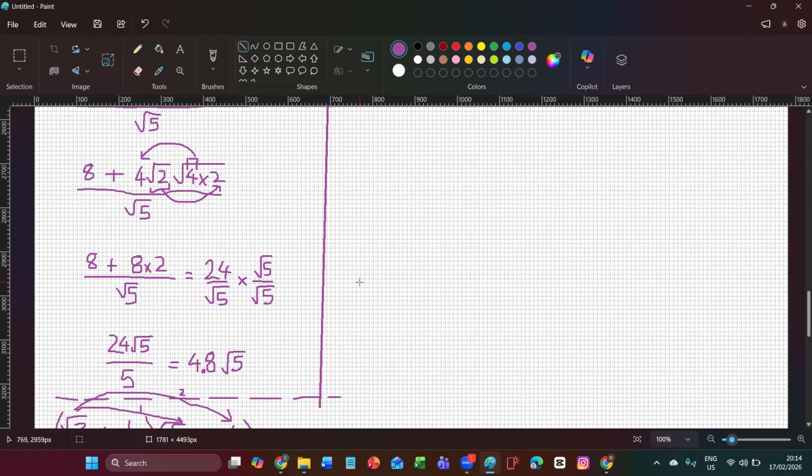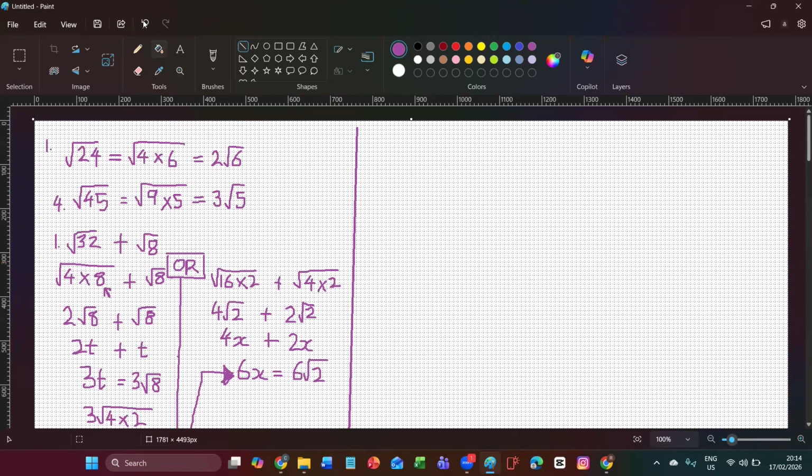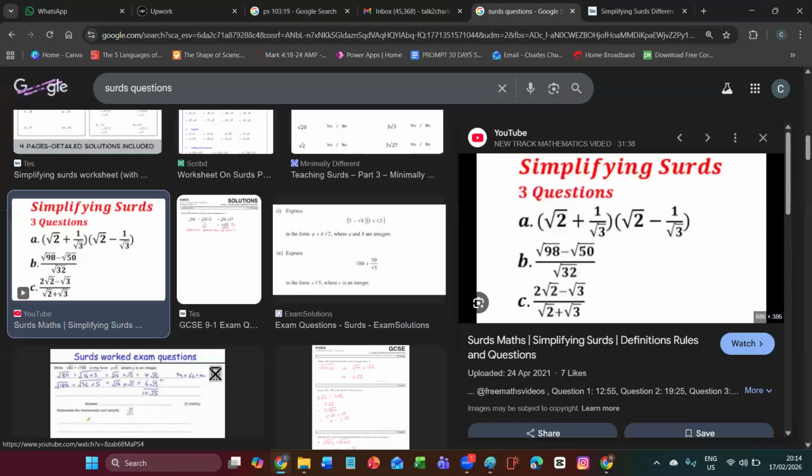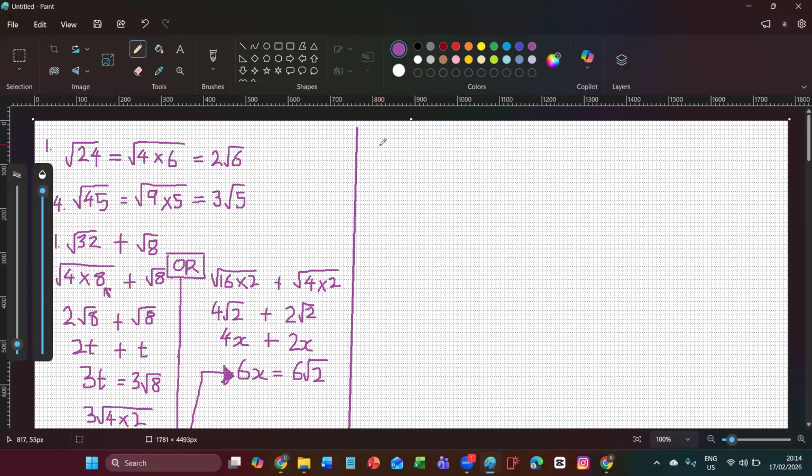All right. What was the question again? Root 2 minus root 3, divided by root 2 plus root 3. So how do you do this one now?